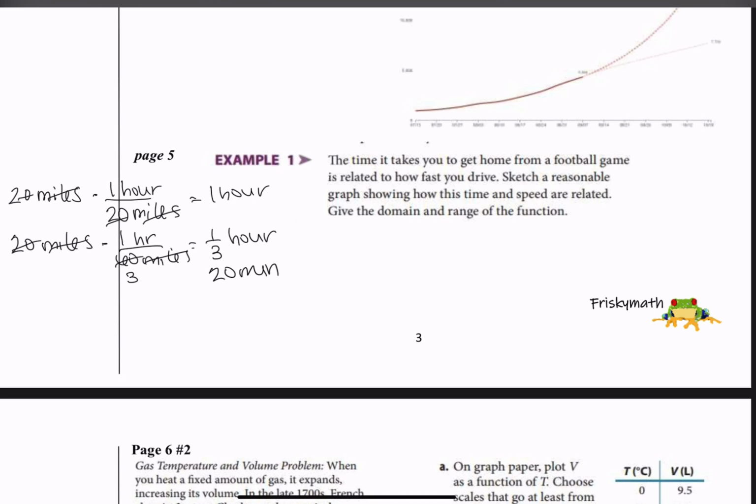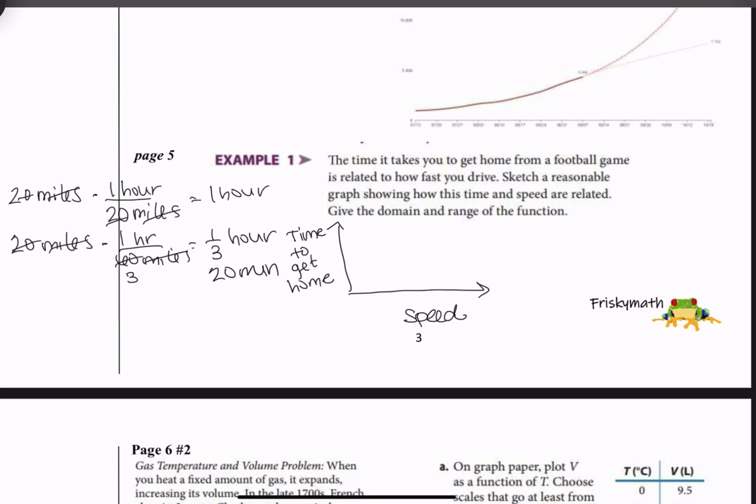Now that's really important for this graph, because normally when I think about inputs and outputs, I think about time being my input usually. Most things are related on time. But in this situation, the independent variable is actually my speed. So I'm going to put speed along the horizontal axis, and I'll put the time that it takes me to get home on my vertical axis.